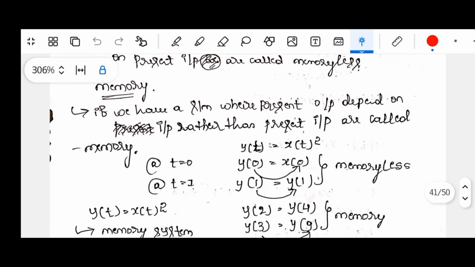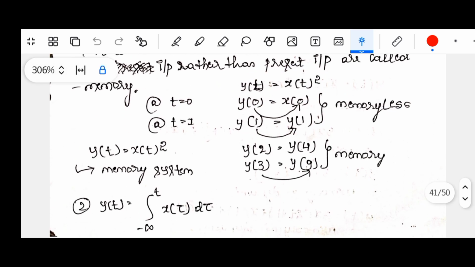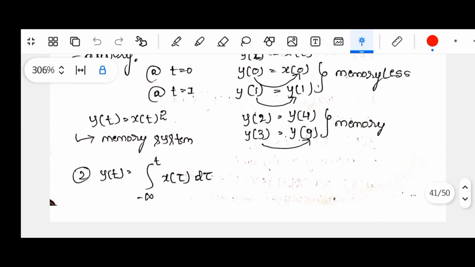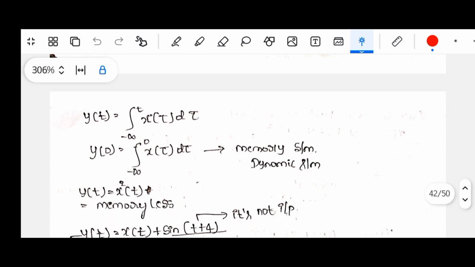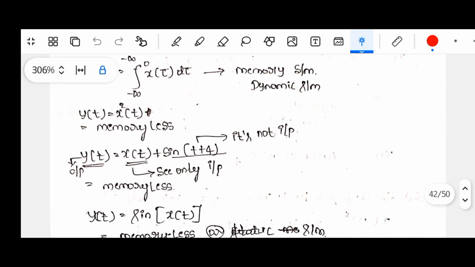See this. Here y of t is equal to x of t whole square. At t equal to 0 it will be 0, at t equal to 1 it will be 1. It is an example of a memoryless system. For memory, y of t is equal to x of 2t whole square means y of 2 is equal to 4 squared, 3 will be 9. Therefore, these types of problems are called memory systems. Y of t is equal to integration from minus infinity to t of x of tau d tau. It is a memory system or a dynamic system.